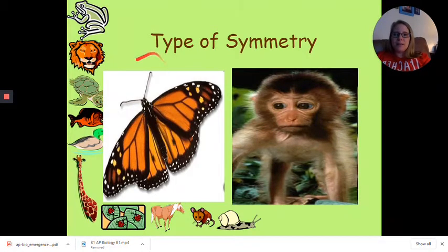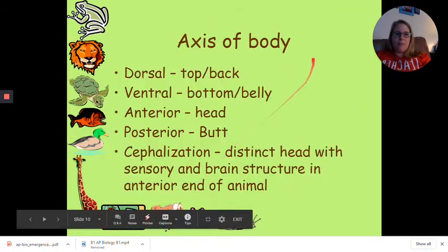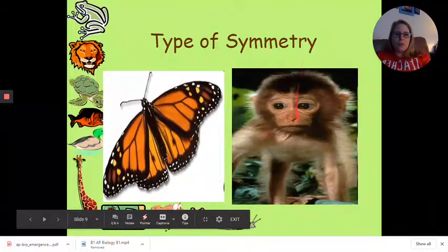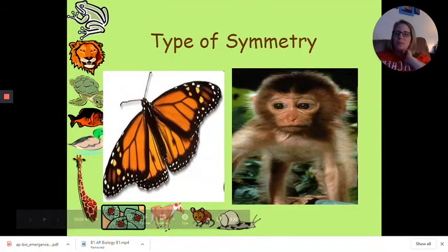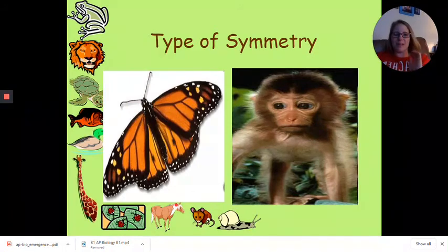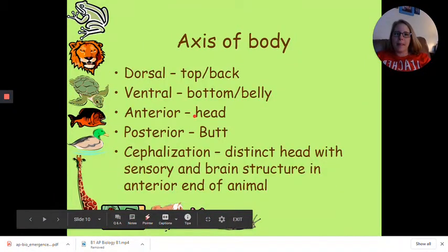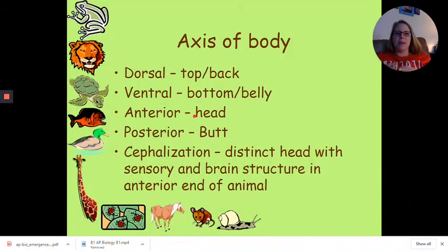You can cut down the middle and make two similar halves. We know that identical does not always exactly happen. Like, you may have one ear that's a little bigger, but you're pretty darn close, and that's all that matters here. All right, the next thing we're going to talk about is describing the areas of the body.